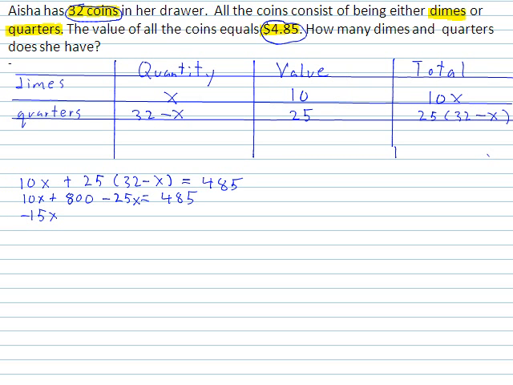And what we'll do is take the 800 to the other side. So 485 minus 800, what does that equal? That equals negative 315. Now we'll cancel out the negative 15s here by dividing by negative 15 on each side. That'll also leave the x by itself. I'm sure you've done that before. So here x equals 21.